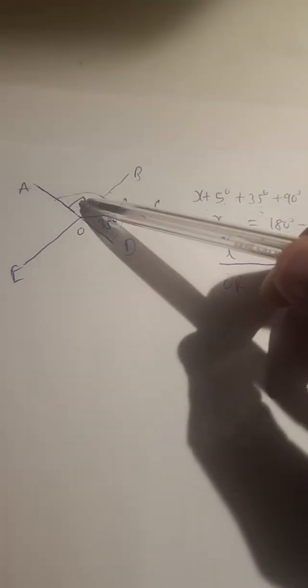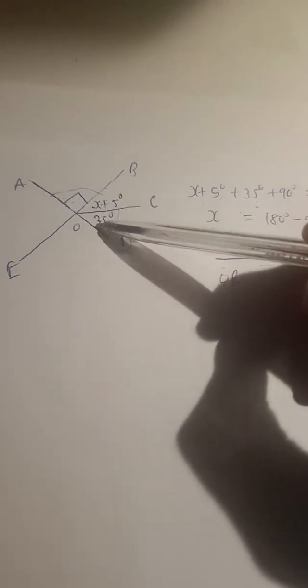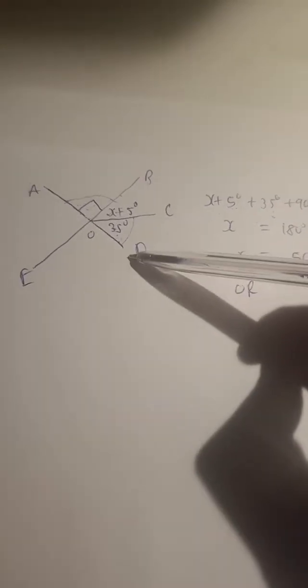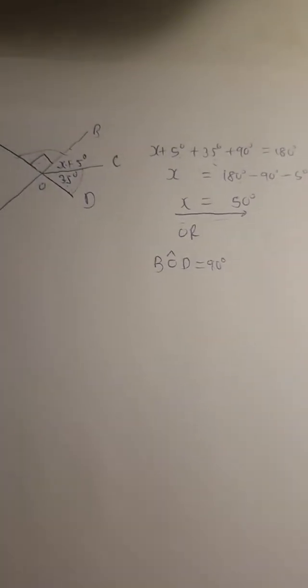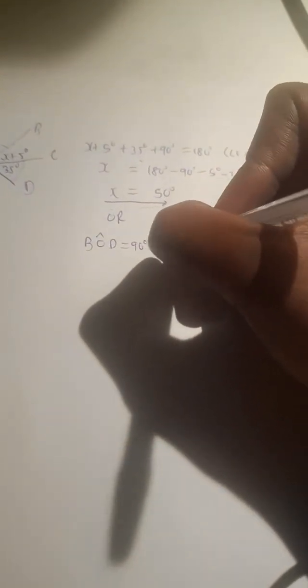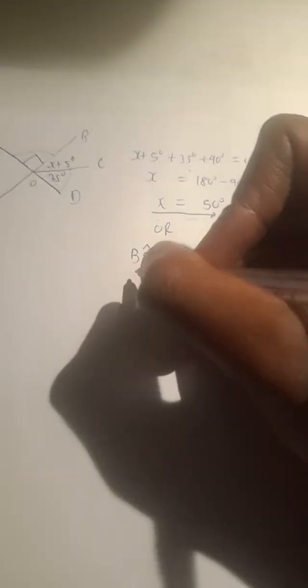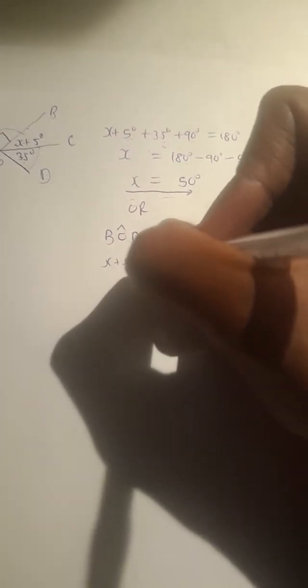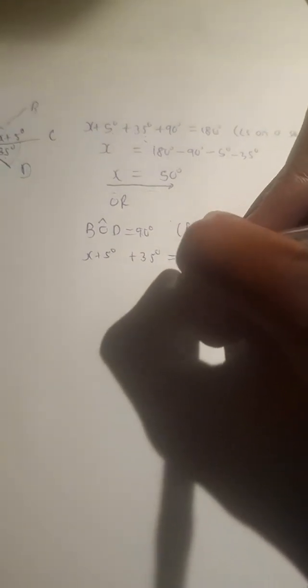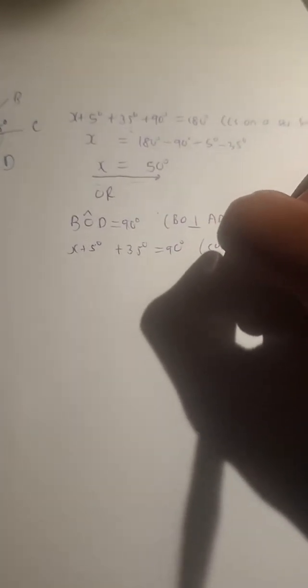Someone else would see that since this is 90 and this is a straight line, they would see that the two angles we have here, since this lies on a straight line, mean that angle BOD is equal to 90 degrees. Why do we say that? It's because BO is perpendicular to AD. Then from there we can say x plus 5 degrees plus 35 degrees is equal to 90 degrees, and the reason is complementary angles.